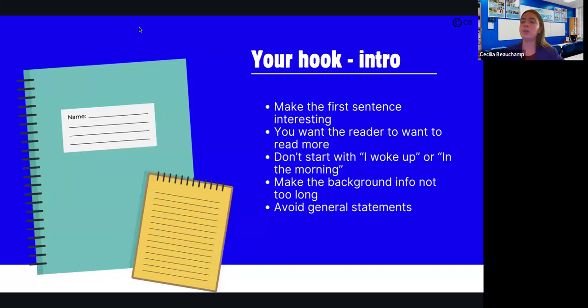And also just avoid general statements. Like I said, you don't want to start with, I woke up and I did this. You also don't want to start with, I like books. That is not a good hook. I'm sure a lot of other people applying to whatever school you're applying to also like books. So avoid those general statements.